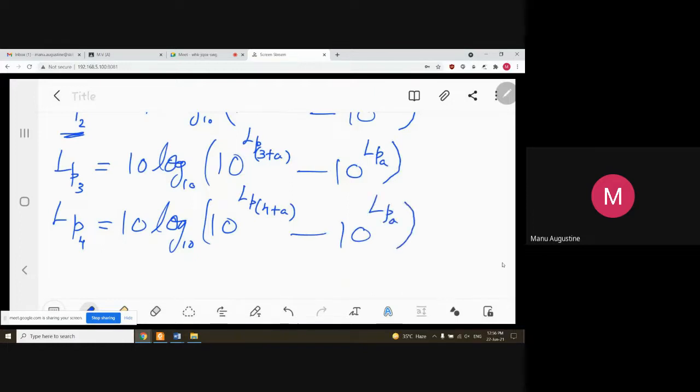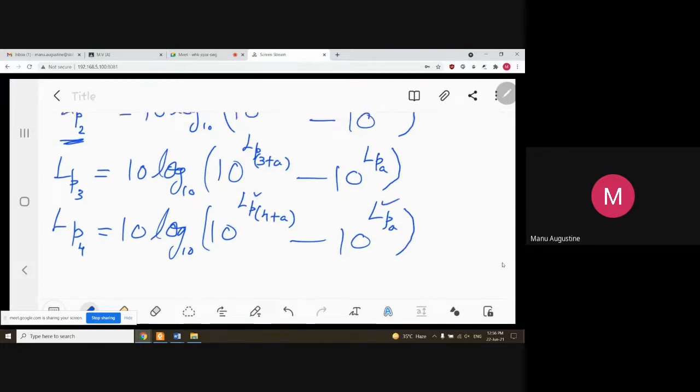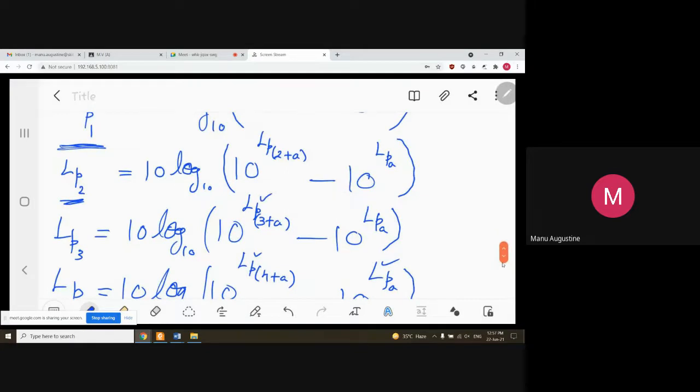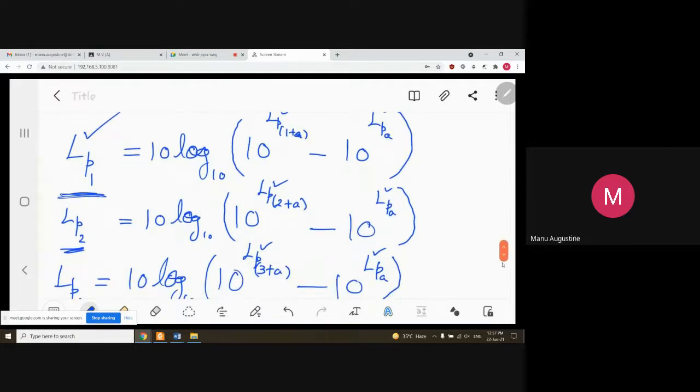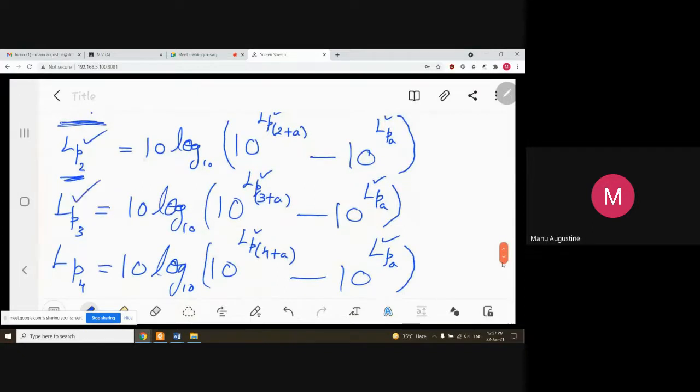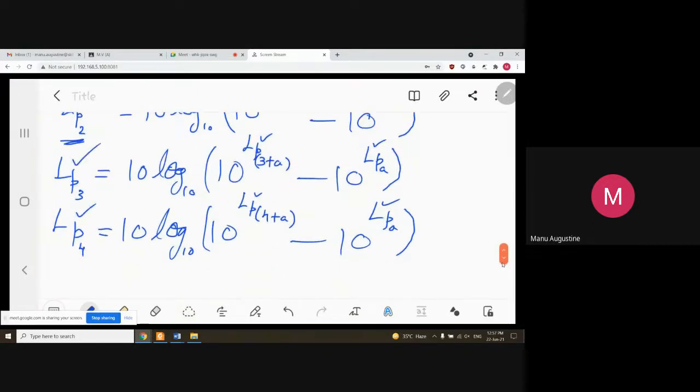Now you see all these values are given to you. LP4 plus ambient is given, LP ambient is given. LP3 plus ambient, LP2 plus ambient, and LP1 plus ambient. All these are given to you. So you simply need to substitute here and you will eventually get the values of LP1, which is the sound pressure level of first component independent of background noise. Similarly, SPL of component 2 alone, SPL of component 3 alone, and SPL of component 4 alone.